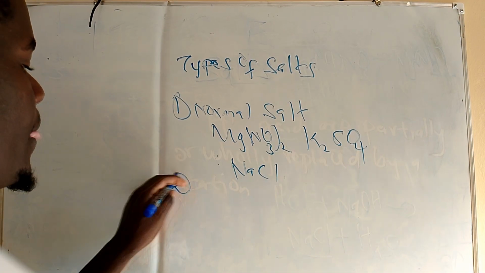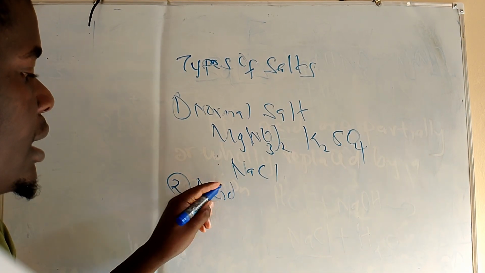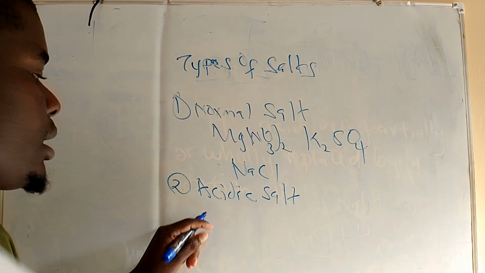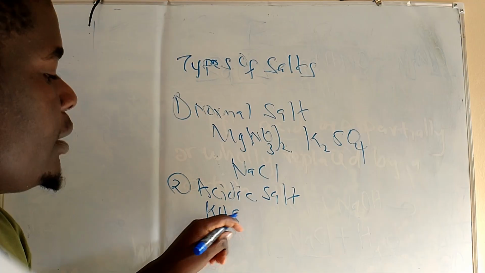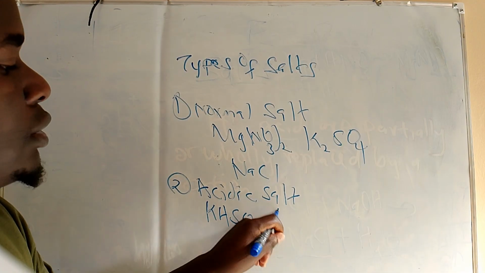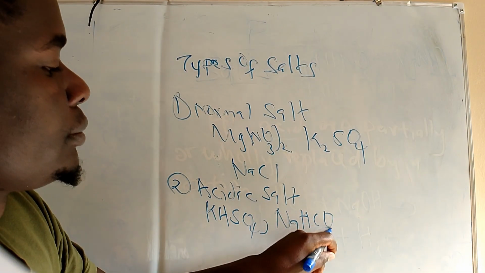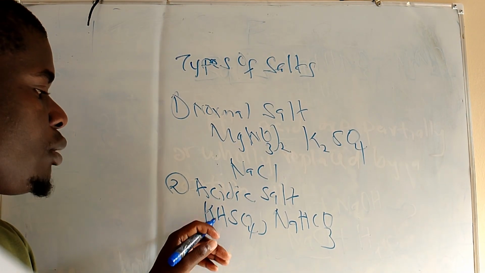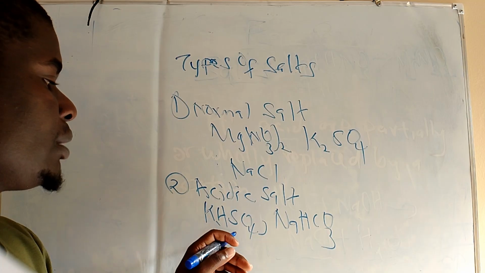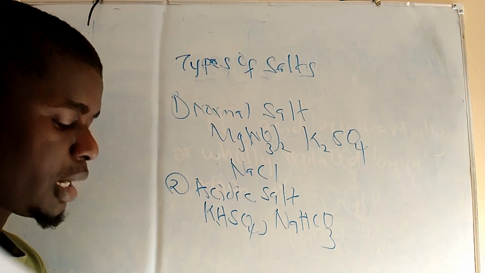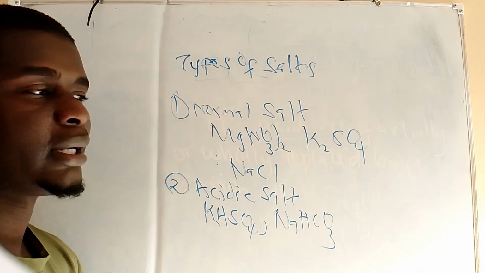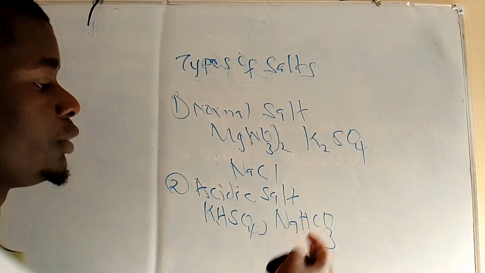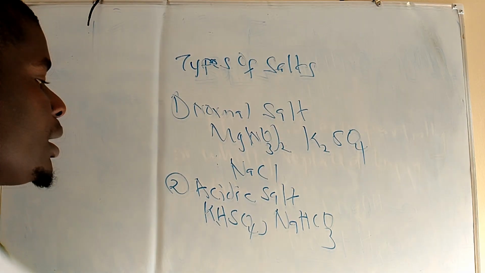And then number 2 is acidic salt. An acidic salt is a salt like potassium hydrogen sulfate, sodium hydrogen carbonate. You can see these contain replaceable hydrogen ions. I believe in our next session we will look at how potassium hydrogen sulfate can be formed, and also sodium hydrogen carbonate.